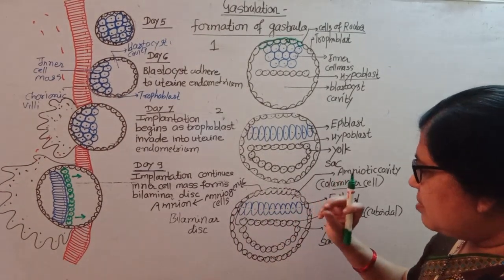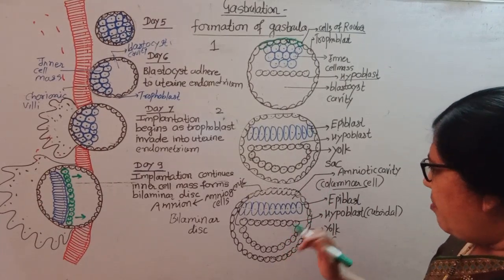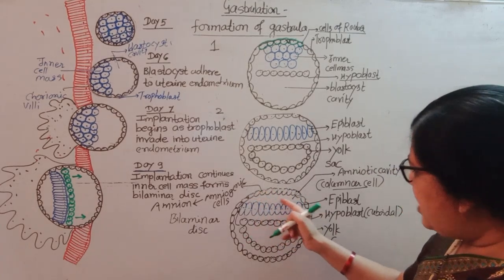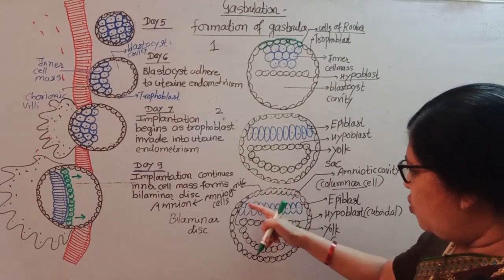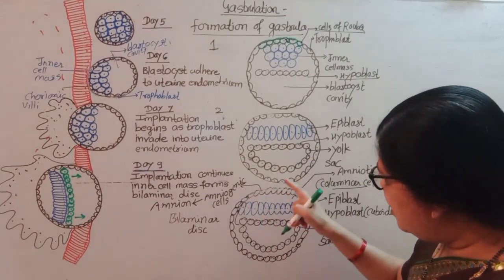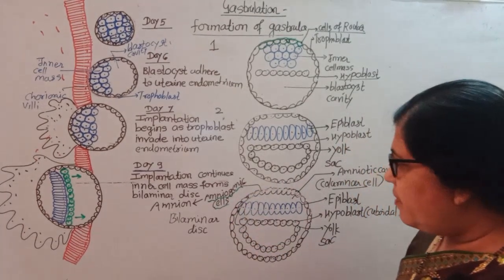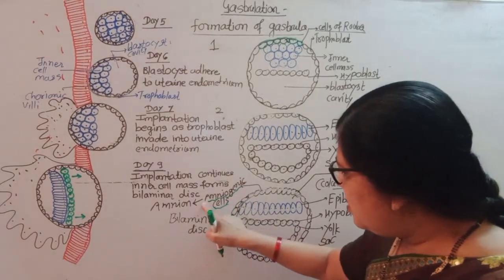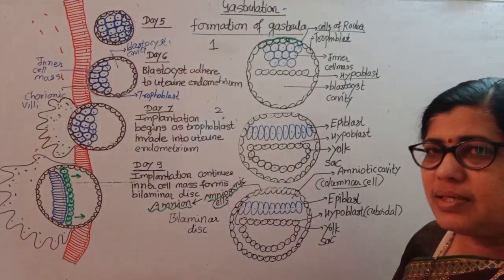A small space or small cavity is developed between this epiblast cell and trophoblast cell. This cavity is called amniotic cavity. Roof of amniotic cavity is lined by some trophoblast cells which are called amniogenic cells. And these amniogenic cells will produce the extra embryonic membrane, that is amnion.